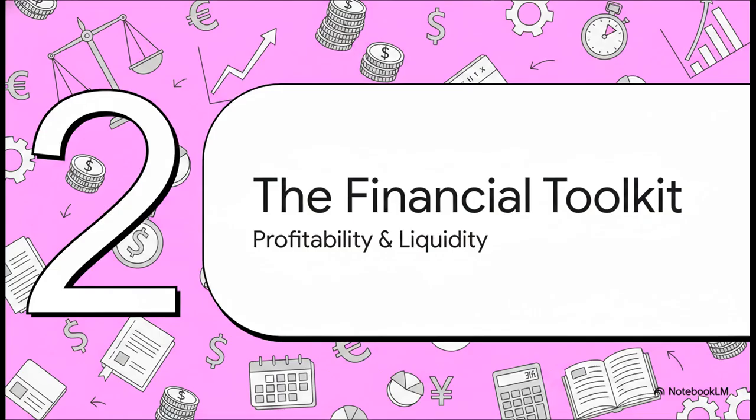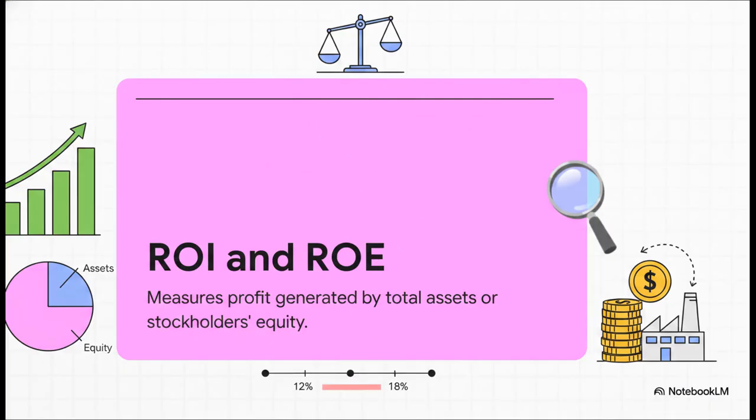All right, moving on to part 2, the financial toolkit. Profitability, liquidity, and activity. These three categories represent the core formulas every aspiring investor or business student really needs in their back pocket. First up are two massive profitability measures: return on investment, or ROI, and return on equity, ROE. ROI basically measures the profit generated from total available assets. ROE, on the other hand, zooms in on the stockholder's equity. It's asking, how much return is the company generating on the owner's money?